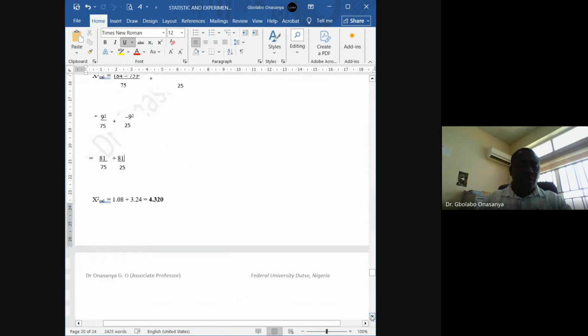It will be 4.320. Am I speaking sense? Fantastic. So we have got the chi-square value for the two variables, black and white. We'll go further.